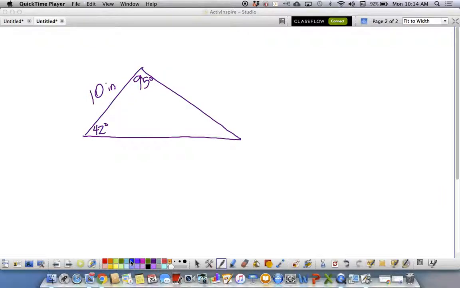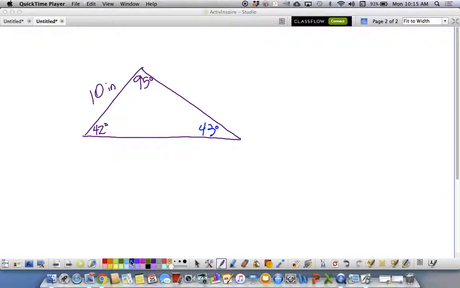So here we have an angle, side, angle. The missing angle you can find pretty quick is 180 minus 95 minus 42, which is 43. Not really drawing to scale.